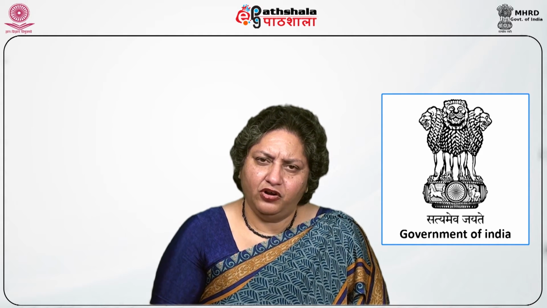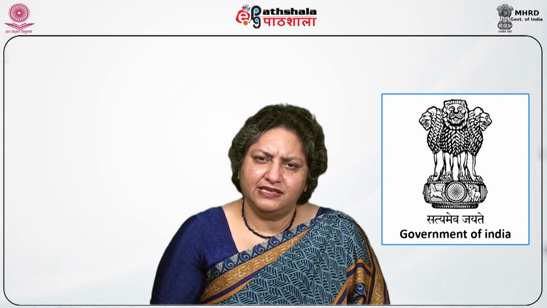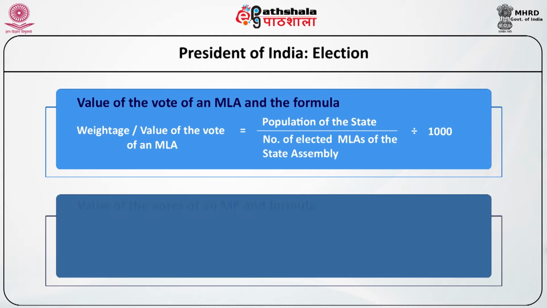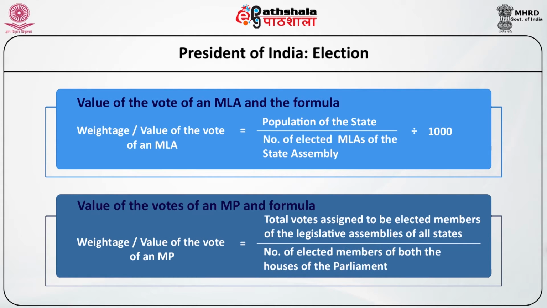Now since the MPs and the MLAs both vote for the elections, but the number of people an MP represents is much more than the number of people an MLA represents, the vote of an MP and MLA is given a particular weightage. This weightage for the MLA is equal to the population of the state divided by the number of elected MLAs of the state assembly, further divided by 1000.